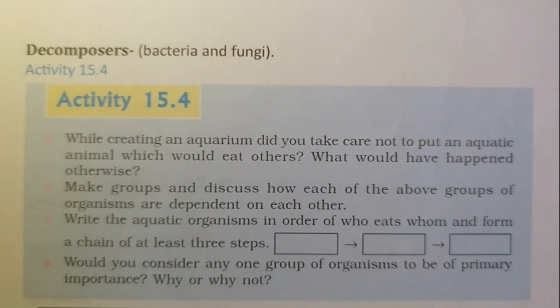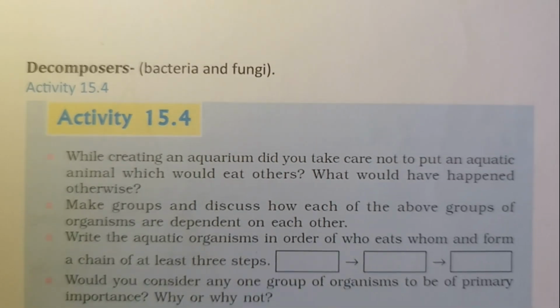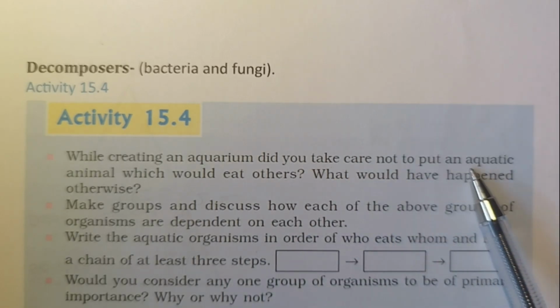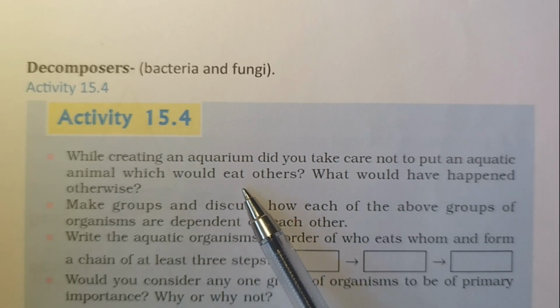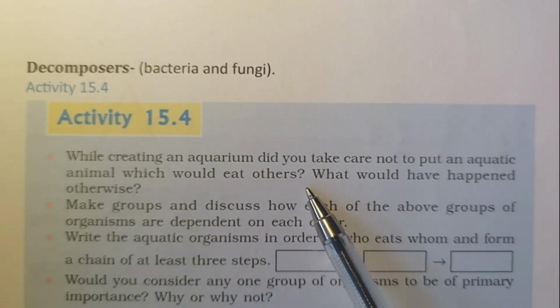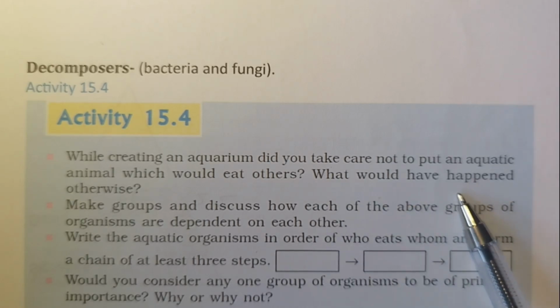So in part 2, we'll start with this activity that's given in your book. It asks you to consider the aquarium design again. While creating an aquarium, did you take care not to put an aquatic animal which would eat each other, which would eat other animals? What would have happened otherwise?